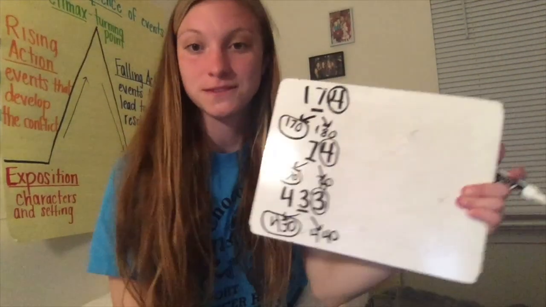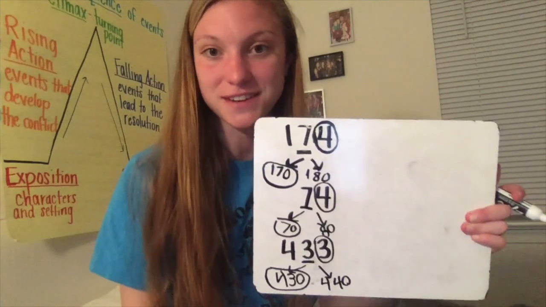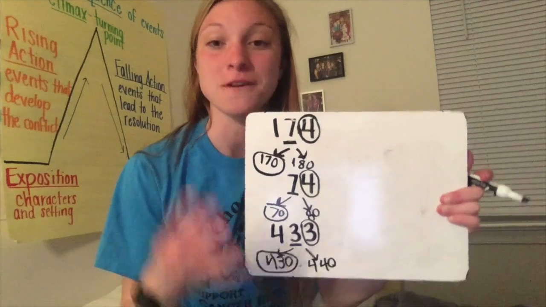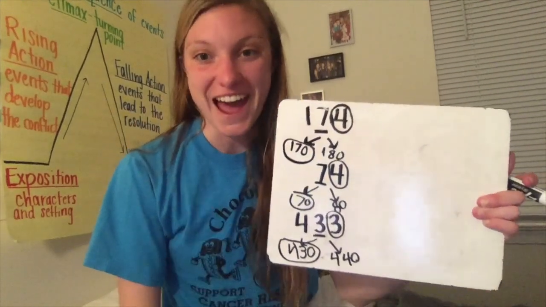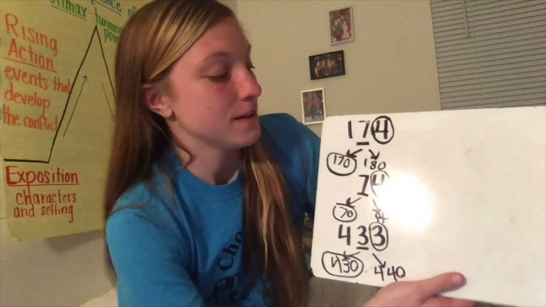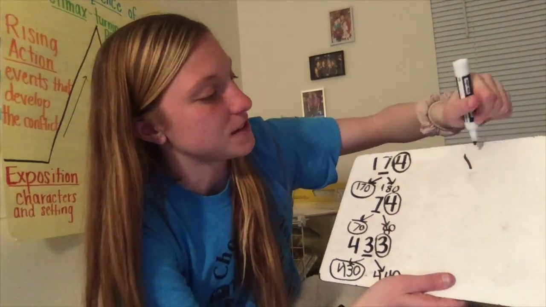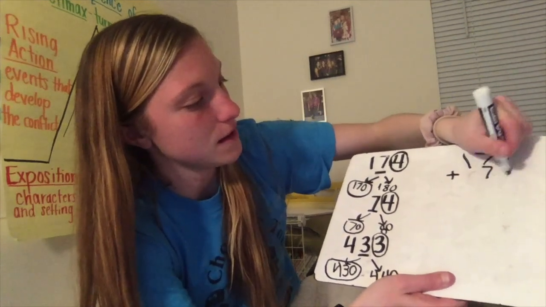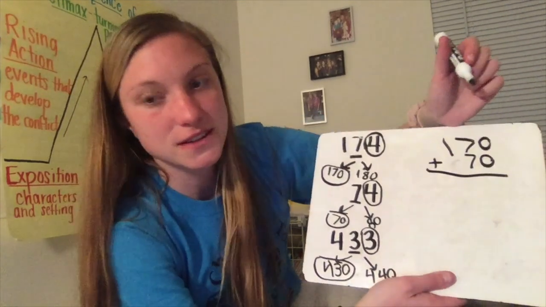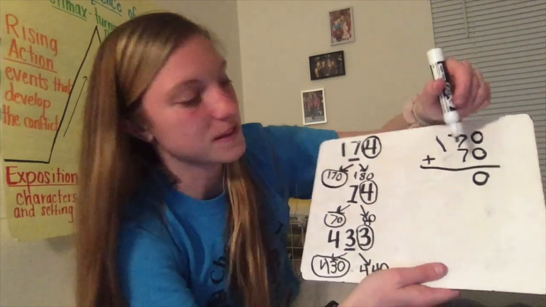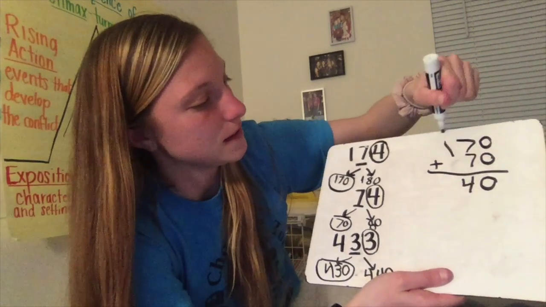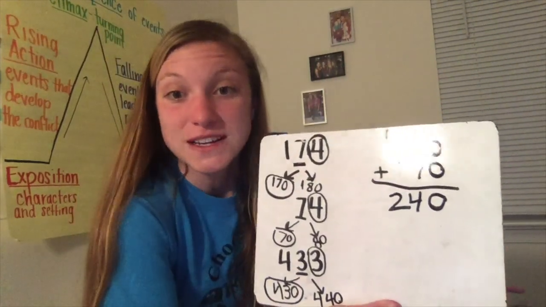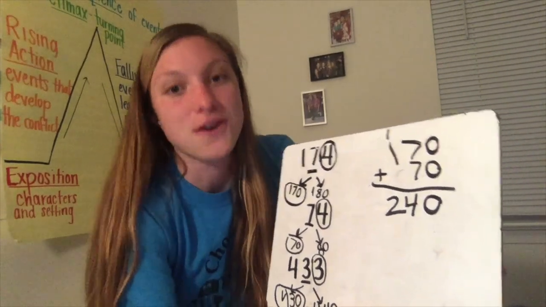Now we are not done. We successfully rounded and estimated these three numbers, but the problem asks about how many marbles do they have all together. So we need to add all of these numbers together. Our first number we found was 170, and our second number we found was 70. I know 0 plus 0 is 0. 7 plus 7 is 14. Need to carry my 1. 1 plus 1 is 2. So 240 is great, but we still haven't added all of our numbers yet.